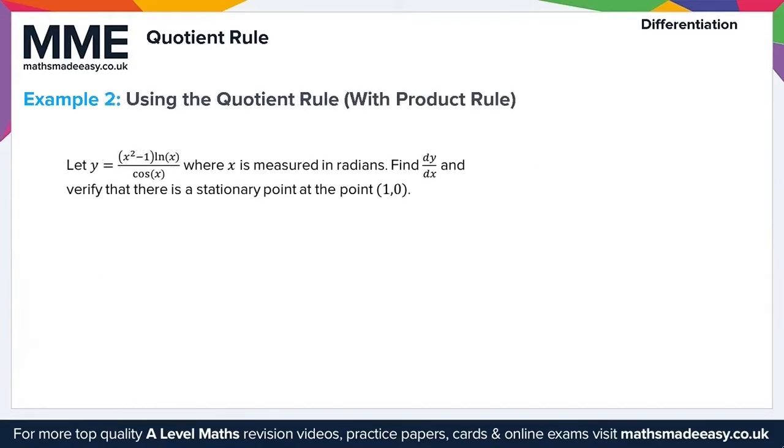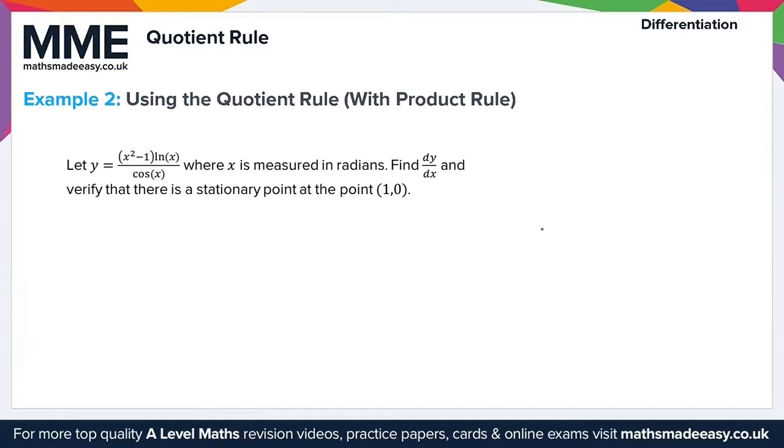Example 2 here on the quotient rule is using the quotient rule, however this time we also need to use the product rule with it. Well, if we let y equal x squared minus 1 times ln of x, all divided by cos x, where x is measured in radians, we want to find dy by dx, and then go on to verify that there's a stationary point at the point 1, 0.